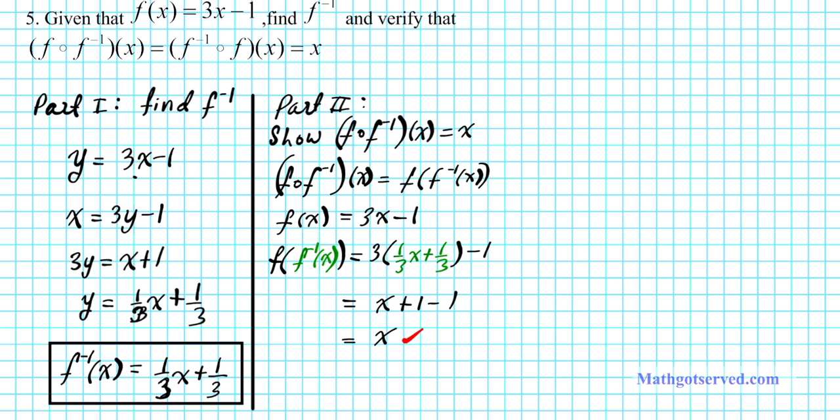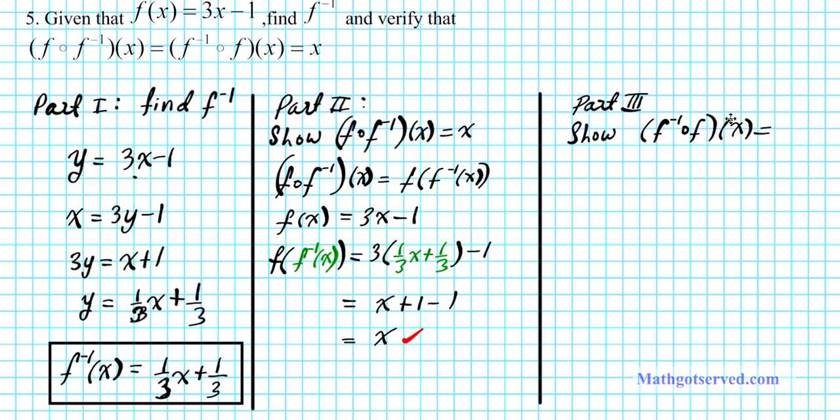Now to finish this part off, we will just do the reverse composition. We will compose f inverse with f and see if we get x. Okay, so part 3, we'll have to show that f inverse composed with f is x. All right, so let's see. F inverse composed with f of x is equal to f inverse of f of x.